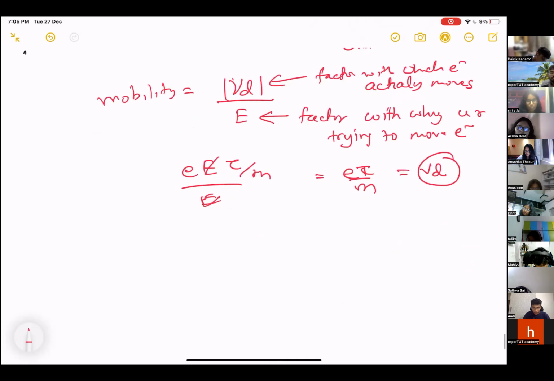Now you write Ohm's law and the limitation of Ohm's law: only linear resistors follow Ohm's law. In some materials, V is not proportional to I. Only some materials follow Ohm's law, others do not. Only linear materials follow Ohm's law. Okay?